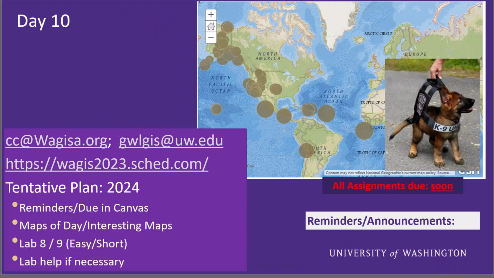This image is of one of your labs. This is earthquakes around the globe on a specific date. You'll be creating a very similar web map of earthquakes that occurred 24 hours prior to when you download your data. And we'll talk about that more in just a moment.